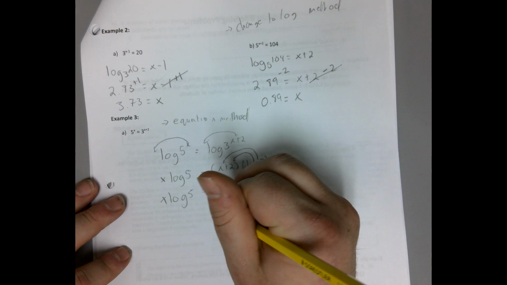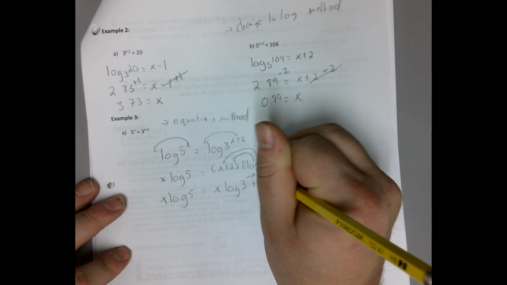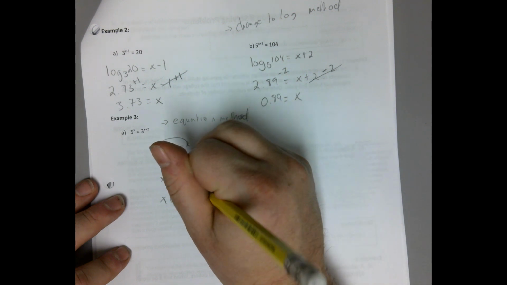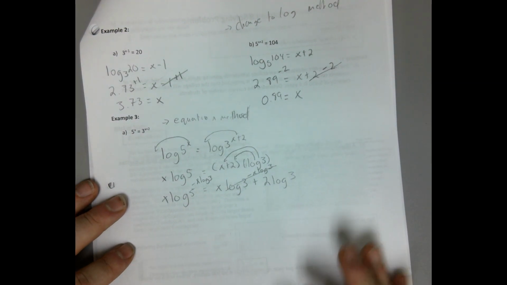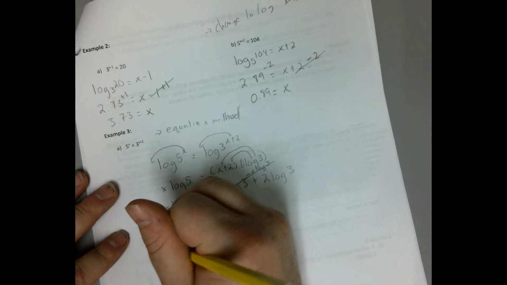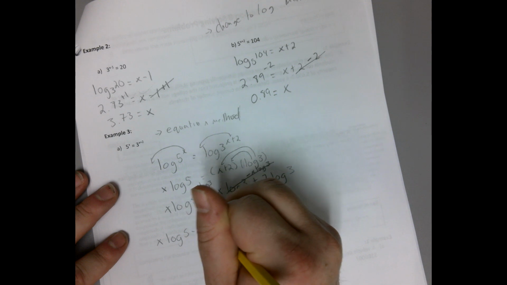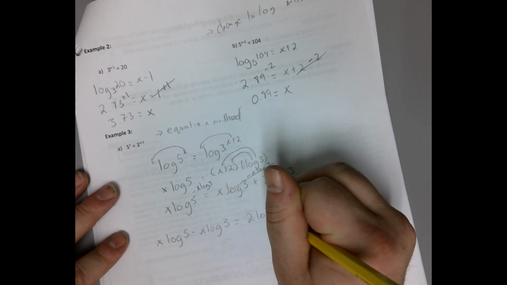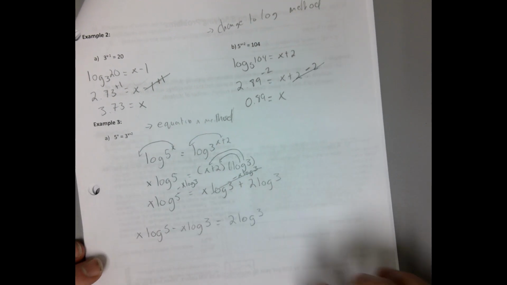Well, to get rid of this one, I'm going to subtract x log 3 from this side, which means I have to do it to the other side, minus x log 3. Those will get crossed out, and on this side here I'm going to have x log 5 minus x log 3 is equal to 2 log 3. So we're able to cancel those out, right?